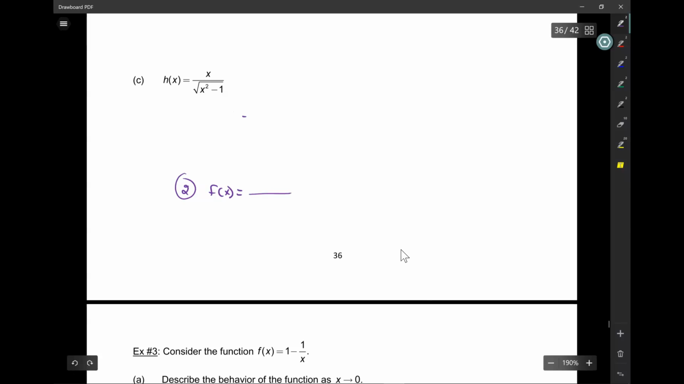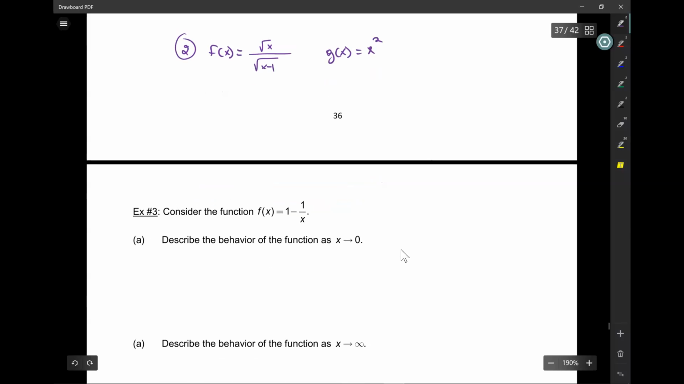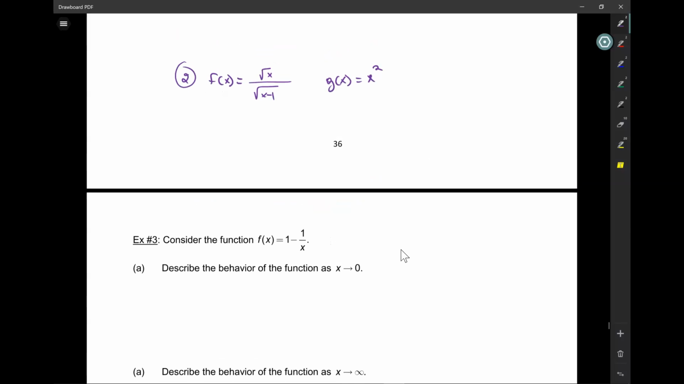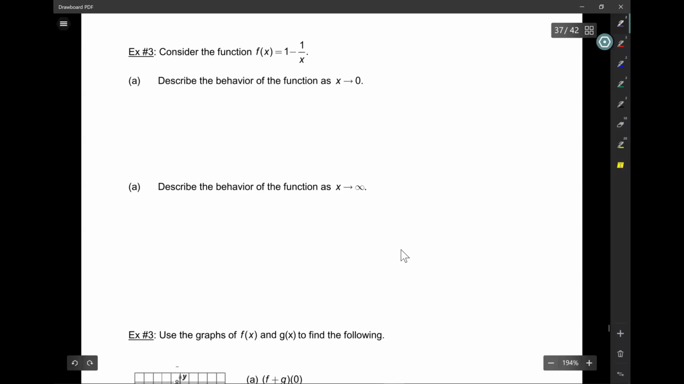Okay, so here's one. f of x is root x over root x minus 1, and then g of x is x squared. I will never give you one like this on a test. This is just a fun example to do in class. Why is it? Because if you put x squared into here, you get x, and if you put x squared into here, you get x squared minus 1. All right, let's move on to this.